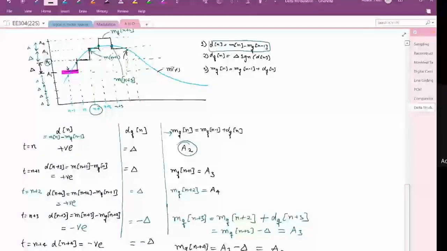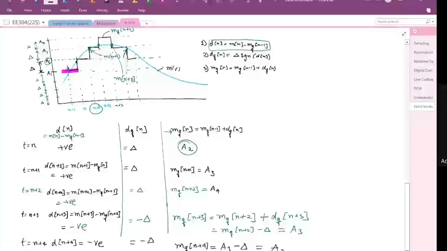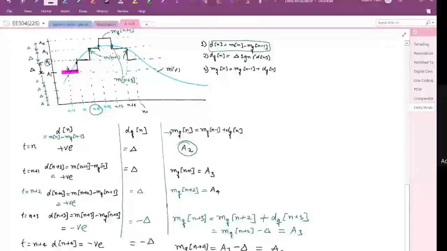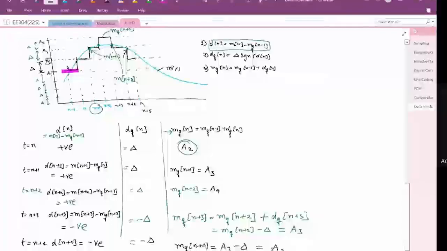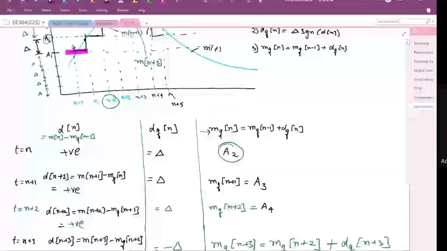this level, and it will come on like this, okay. But this is n plus 4, and this is n plus 5. So what will happen at n plus 5? Can people tell me directly now what will happen at n plus 5?